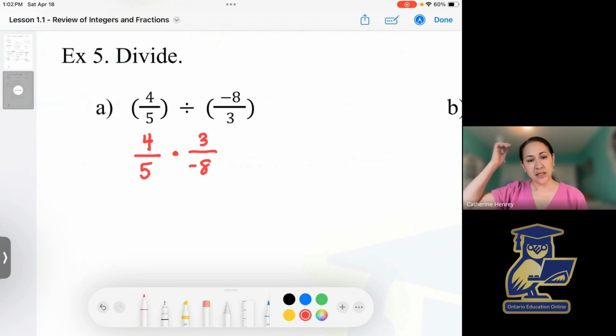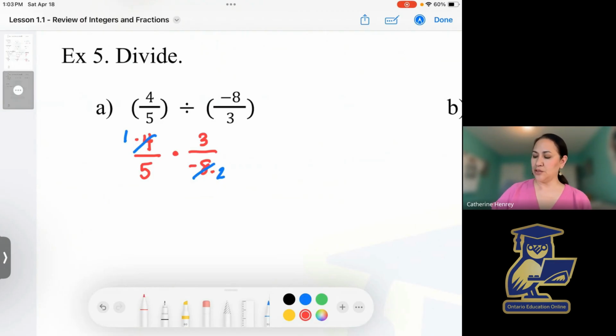In this case, we see that we do have a 4 in the numerator here and a negative 8 here. So we can cross cancel those. Divide both by 4. So 4 will become 1. And the negative 8 will become negative 2.